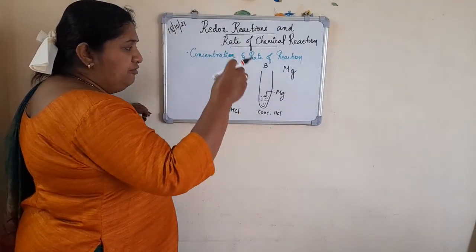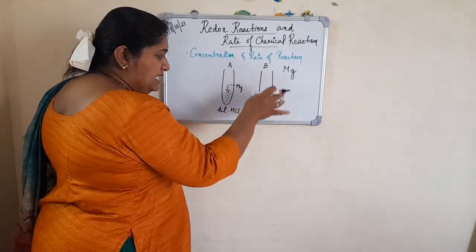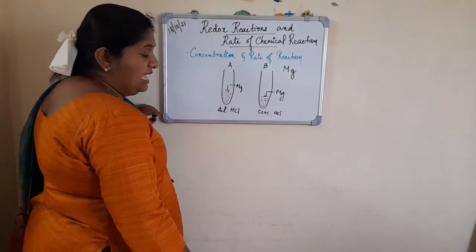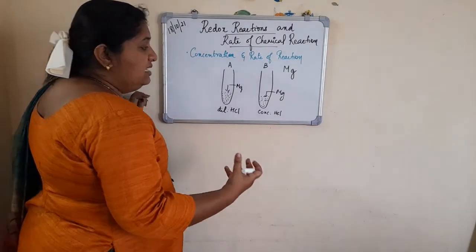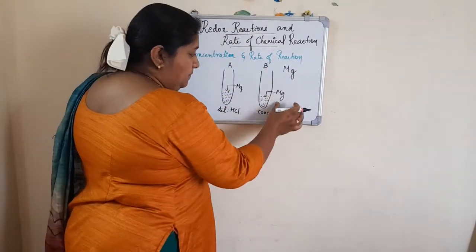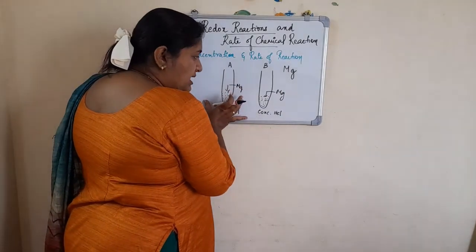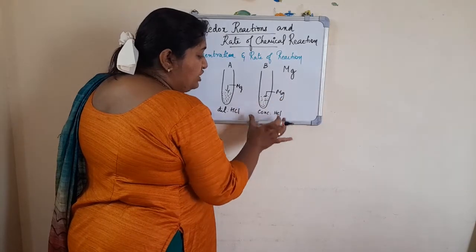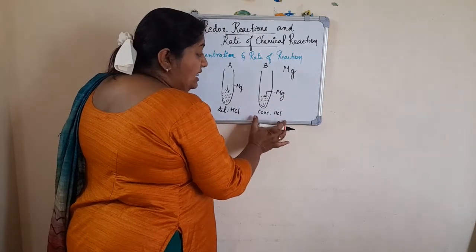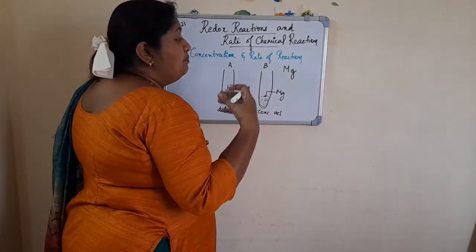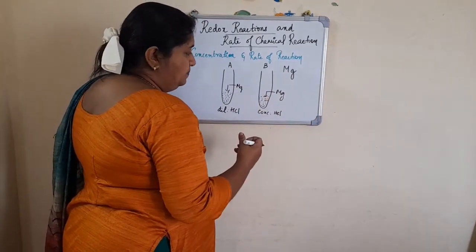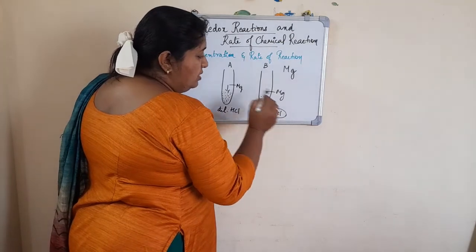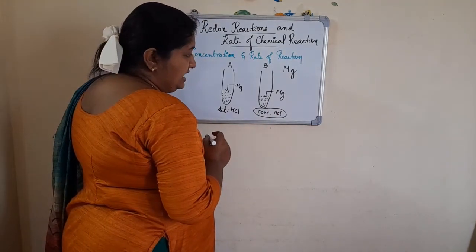As I have placed this magnesium metal in the test tube containing concentrated HCl, I could see that the reaction took place faster here. Here also the reaction occurs, but in test tube B, where I have taken concentrated HCl, the reaction has gone much faster. Why? Because of the concentration of the solution. It is concentrated HCl here.